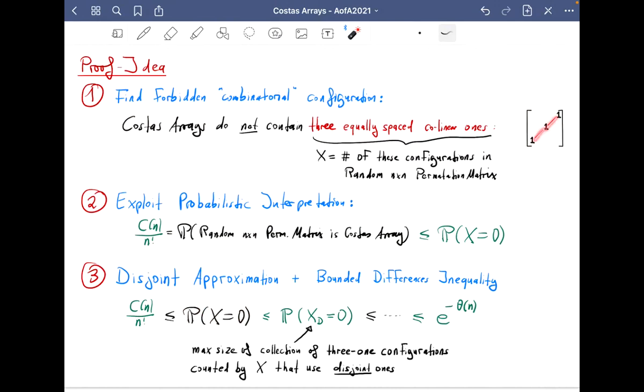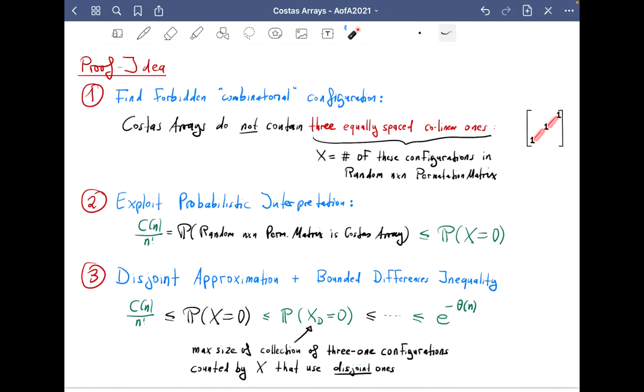Okay, so we want to count how many such configurations there are, where each of these three ones that are equally spaced and collinear all share just different ones. So this X_t is formally the maximum size of a collection of three-one configurations of this type that are using disjoint ones. And this has a number of advantages.